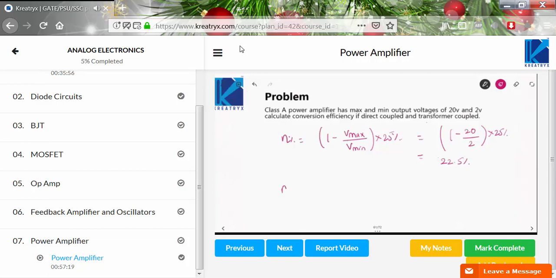In case of transformer coupled, what is the formula for efficiency? V max minus V minimum by V max plus V minimum into 50%. So this is 20 minus 2 by 20 plus 2, into 50%, which is equal to 40.9%. So the conversion efficiency of the transformer coupled amplifier is 40.9% and of the direct coupled amplifier is 22.5%.